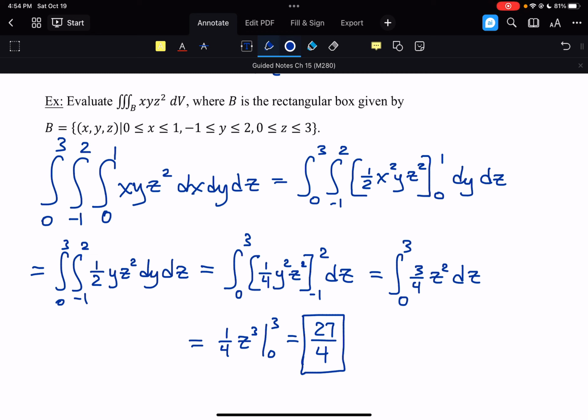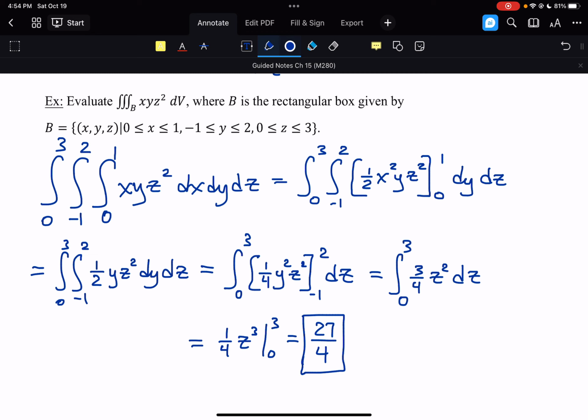So you could have set up the dx integral, the dy integral, and the dz integral separately as a product of each other because of the way that this function is. That's not necessarily something you have to do, but it can simplify the work a little bit if you recognize that relationship.